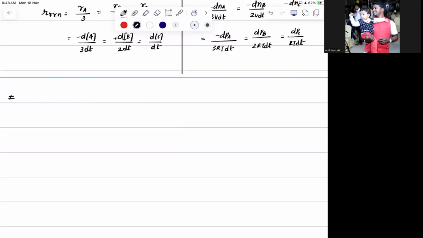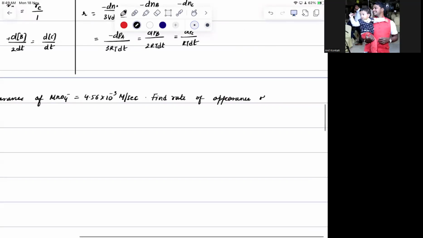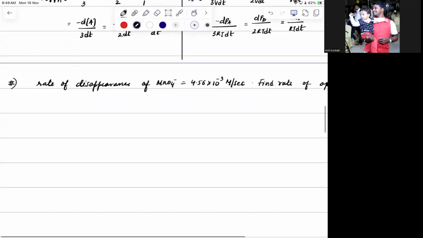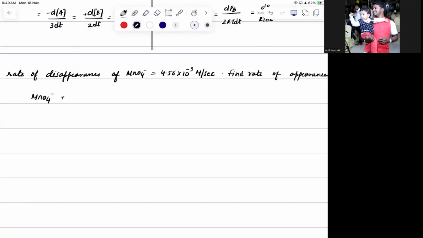Check how questions are framed in this sense. Suppose the rate of disappearance of MnO4 minus is given, and that is 4.56 into 10 raised to power of minus 3 molarity per second. Find the rate of appearance of iodine, I2. Clear? For that, you have to imagine, and this will be given in an acidic medium. The medium will be given to you.